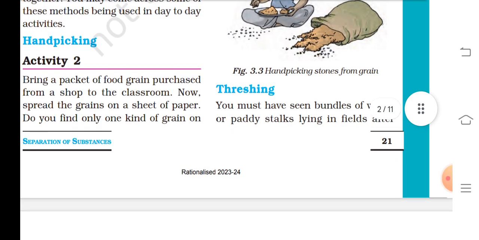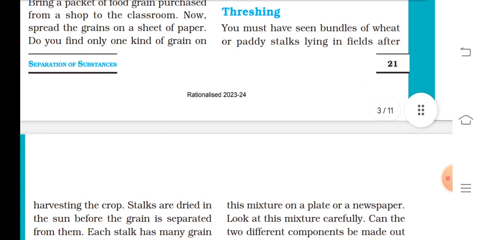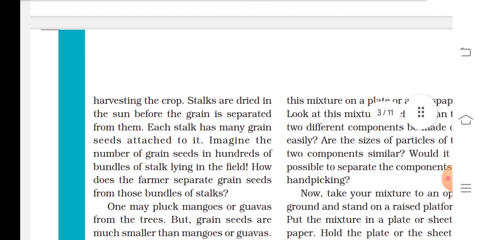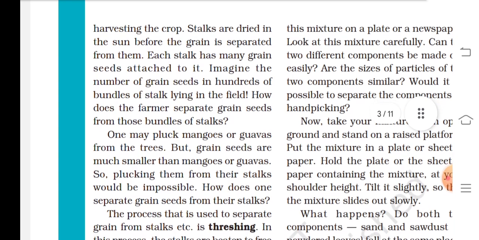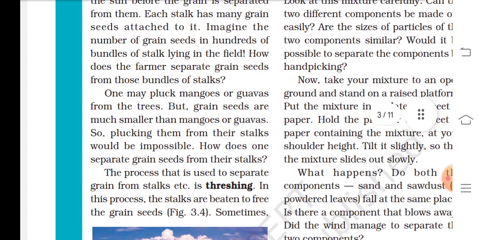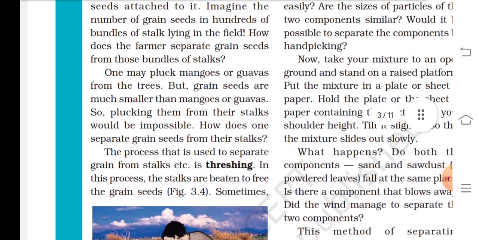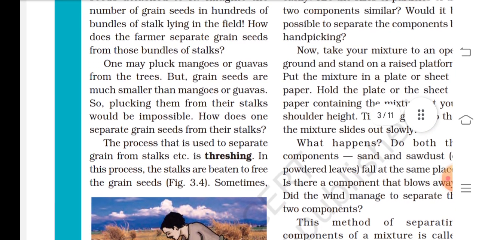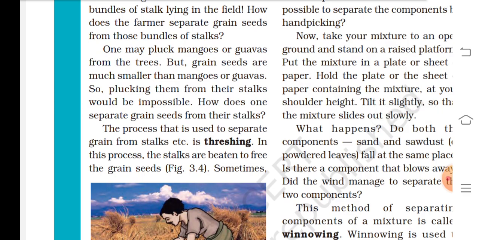Threshing. You must have seen bundles of wheat or paddy stalks lying in the field after harvesting. The crop stalks are dried in the sun before the grain is separated from them. Each stalk has many grain seeds attached to it. Imagine the number of grain seeds in hundreds of bundles of stalks lying in the field. How does the farmer separate grain seeds from those bundles of stalks?